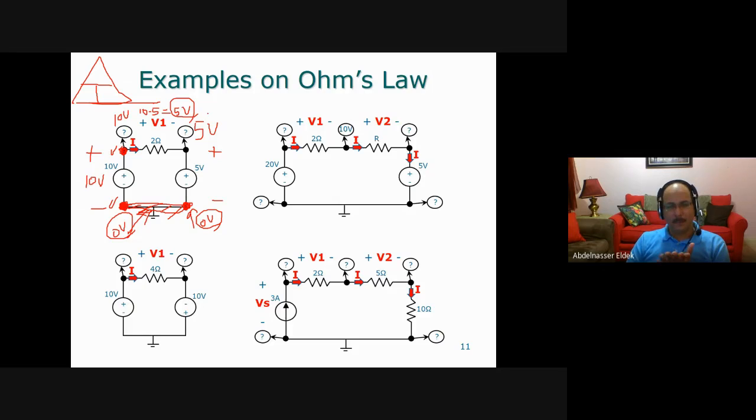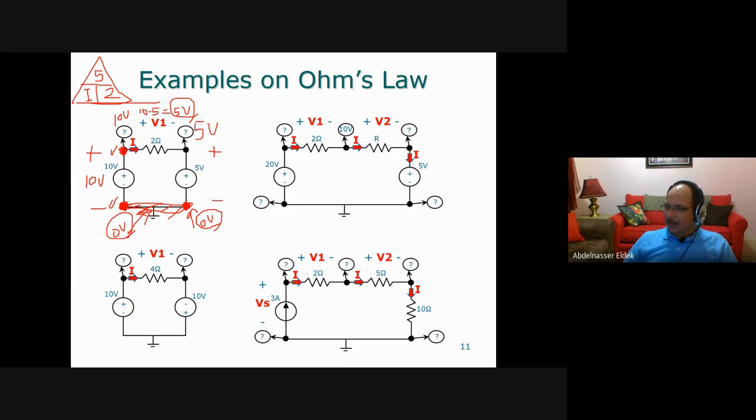V1 is 10 from the left minus 5 in the right. That is 5 volt. Now you can apply Ohm's law. The voltage is 5. The resistance is 2. Now can I calculate I? Yes. So I equals 5 divided by 2, which is 2.5 ampere.